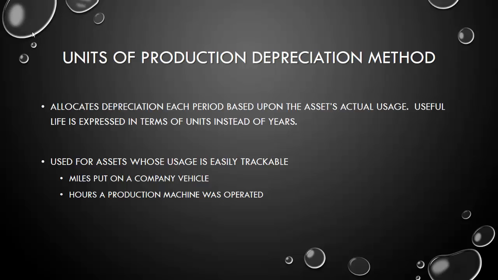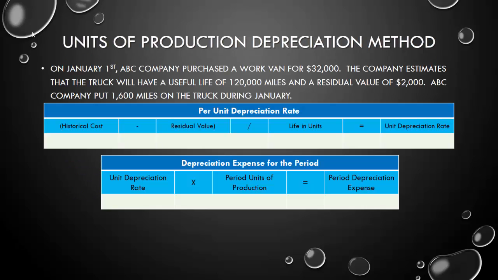Same concept applies here. So the units of production depreciation method should be used for assets whose use will vary, like a machine, like a car, where it's easily traceable to find a way to figure out how much value you should take away per unit. So again, miles or the number of hours a machine was operated.